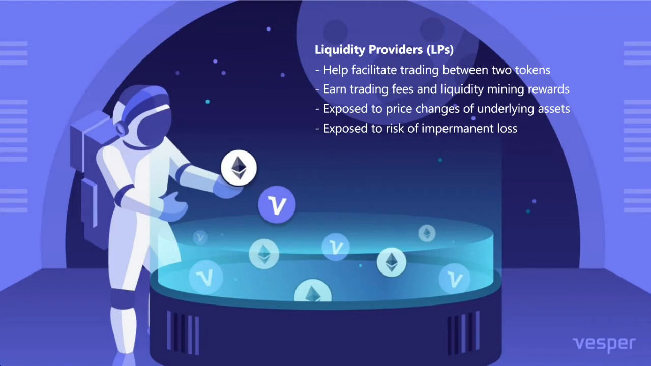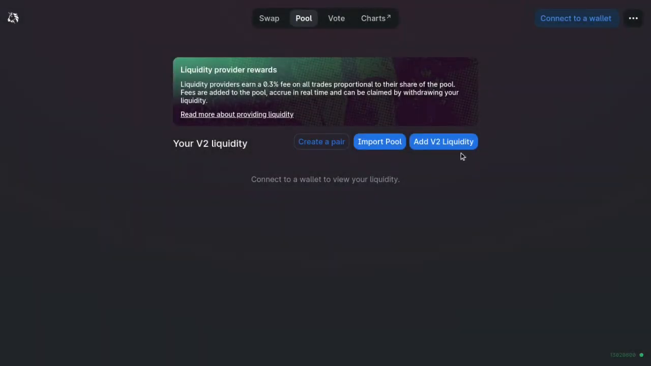To become an LP on Uniswap, you'll need to deposit an equal dollar amount of VSP and Ether. Head over to the LP page on Uniswap. A link is included in the show notes.